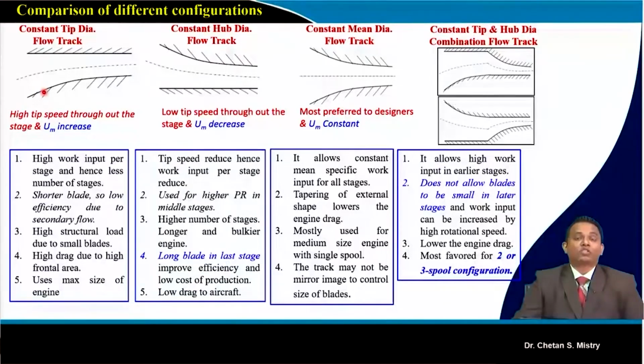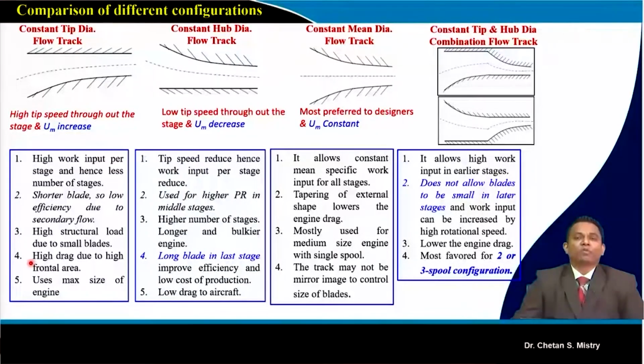If we have shorter blades, they will have very high stress, which is a mechanical constraint. And if we use this kind of configuration, the drag is very high, and it uses the maximum size of the engine that is available. That is the constant tip configuration.